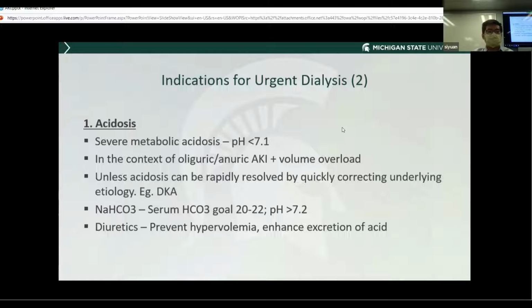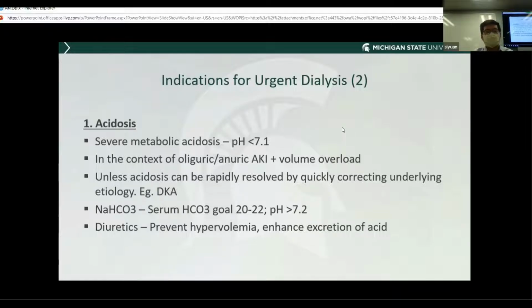If it's severe acidosis caused by a reversible cause like DKA, that's not an indication for dialysis. And with patients with severe acidosis, where you're trying to bridge or wait for them to get a dialysis catheter, you can do several things, like giving diuretics or sodium bicarb.